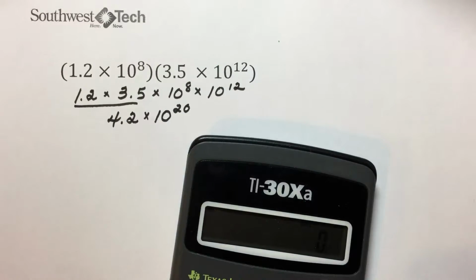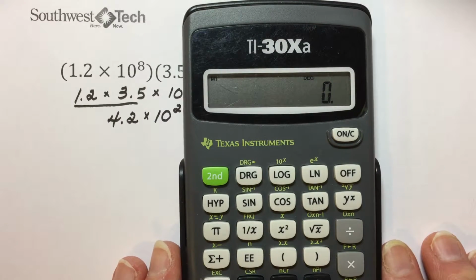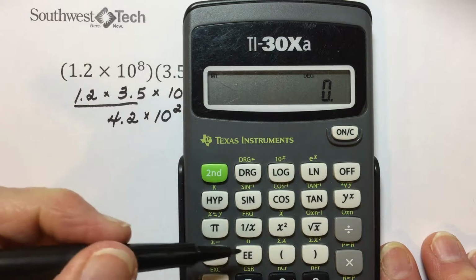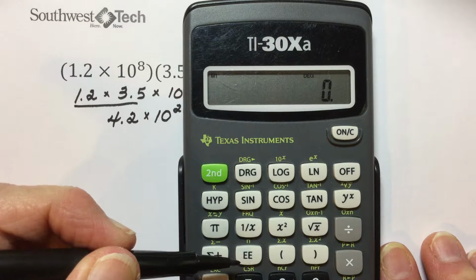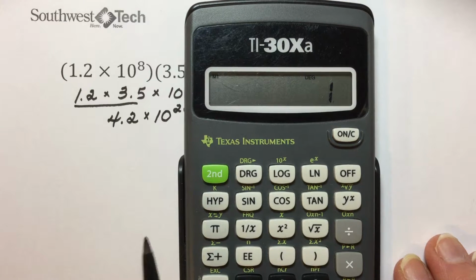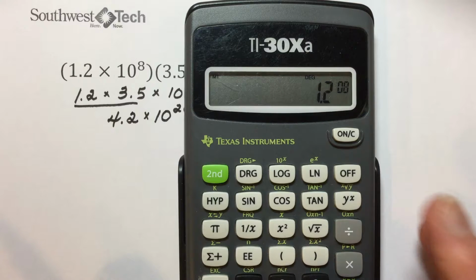If we were interested in using a calculator, I have a Texas Instruments Model 30XA. Scientific notation is entered by tapping the EE key. We put in our decimal 1.2 as in this example, then tap the EE key and enter the power that 10 is raised to. For this problem, it was to the 8th power.